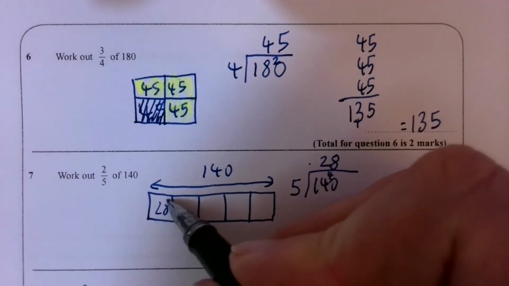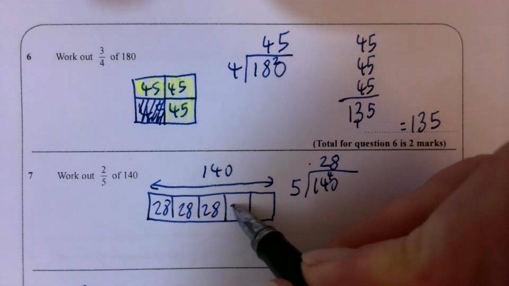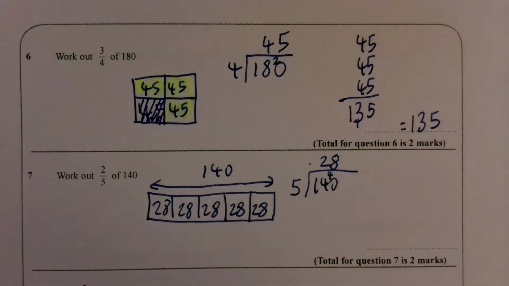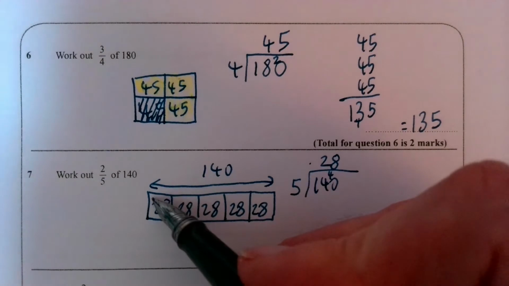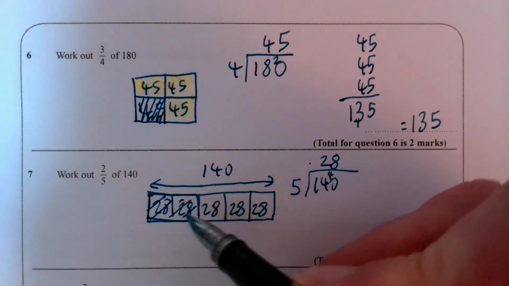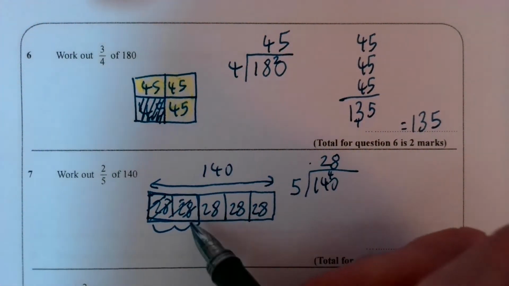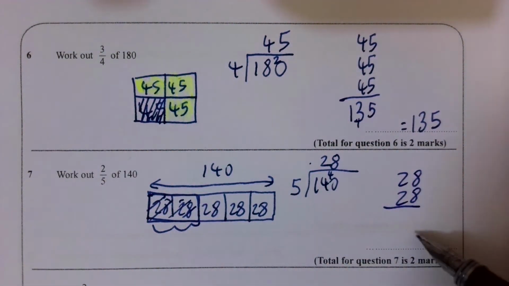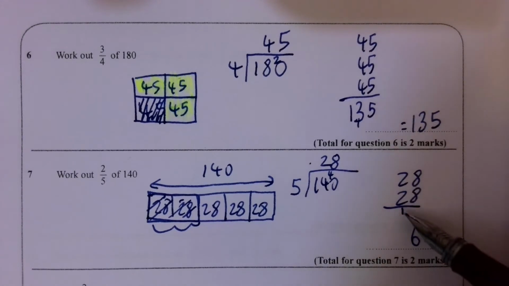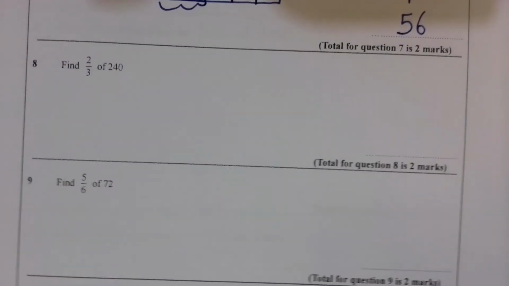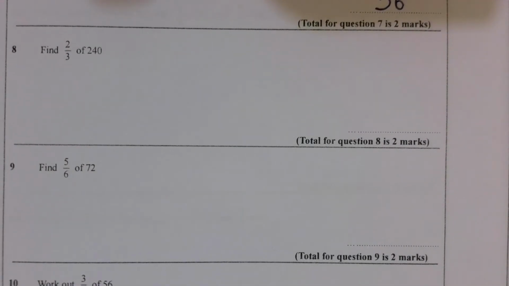So 28 is 1/5, so we could put 28 into each box of this, and that would make up our 140. But we don't want all of it. All we want is 2/5 of it. So we want 28 and 28, or 28 times 2, depending on how you like to look at it. 8 add 8 is 16, 2, 2 and 1 make 5, so it's 56. Right, have a go at doing the same idea on questions 8 and 9. Pause the video, give it a go.